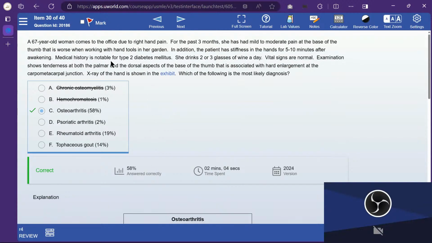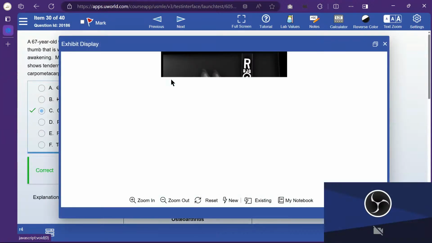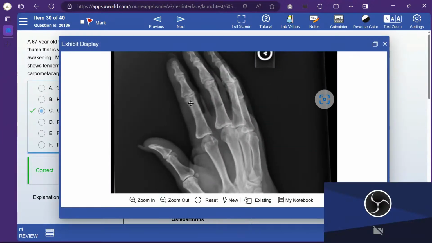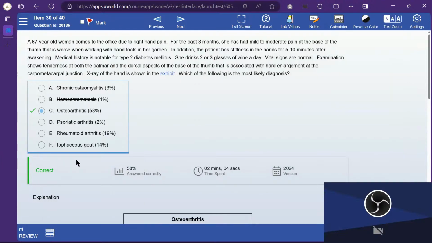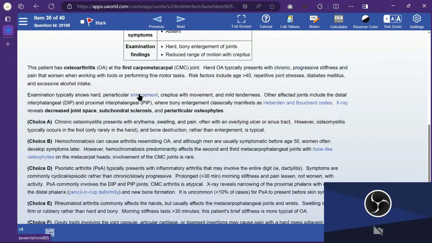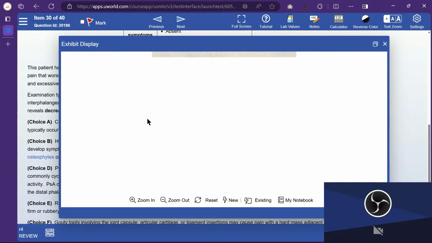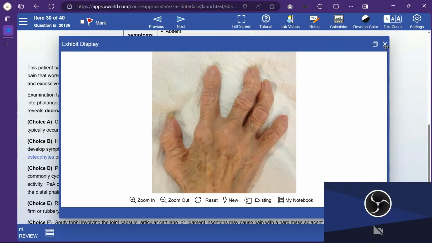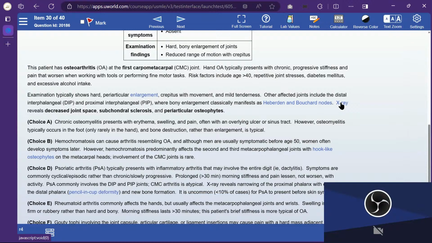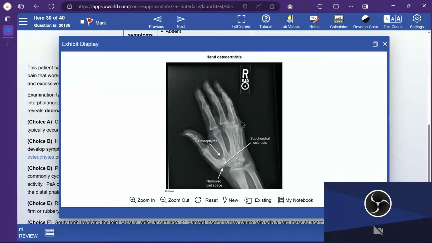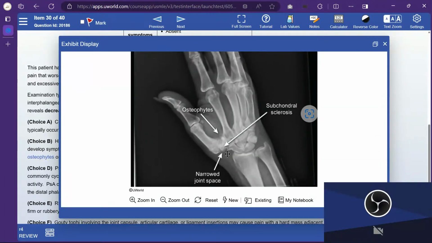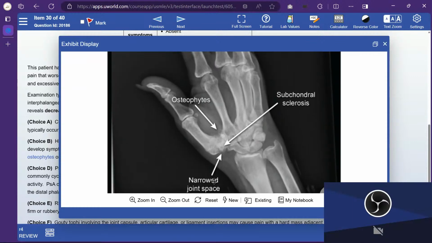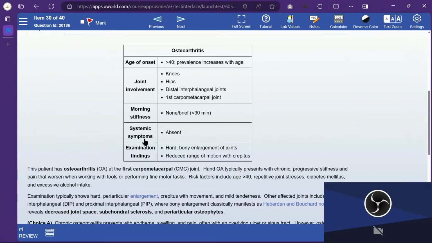This is osteoarthritis, and you can see joint space narrowing. This is hand osteoarthritis. Reduced joint space, subchondral sclerosis. Osteophytes present, narrow joint space, subchondral sclerosis, osteophyte.